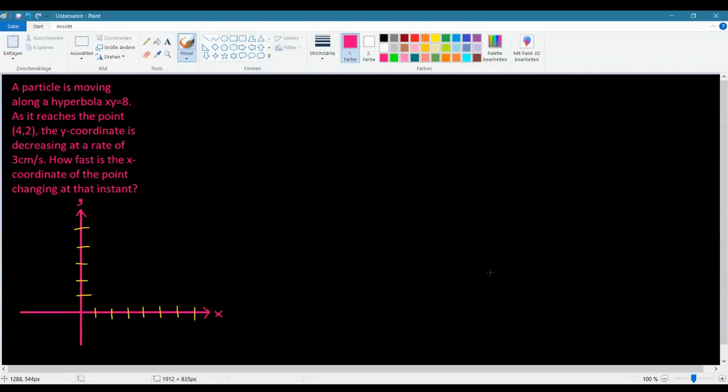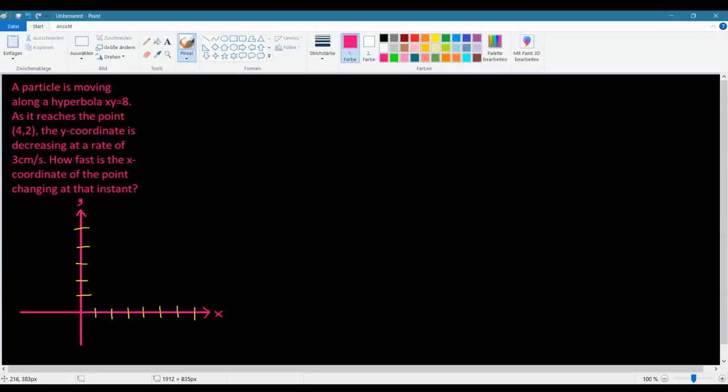Okay, today we're going to do our last related rates problem for a while. We have a particle moving along a hyperbola x times y equals 8. As it reaches the point (4, 2), so x equals 4 and y equals 2, the y coordinate is decreasing at a rate of 3 centimeters per second. How fast is the x coordinate of the point changing at that instant?